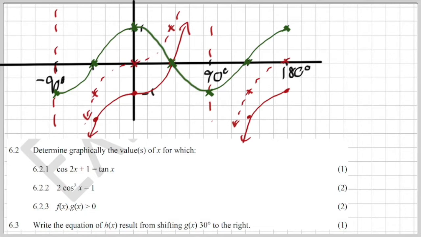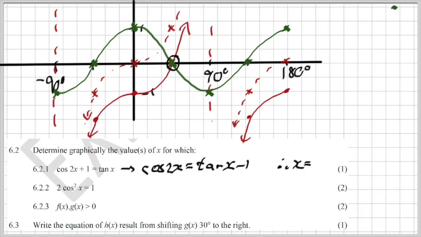6.2.1, cos 2x plus 1 equal to tan x. But wait, how can they ask me to determine this graphically? I haven't sketched cos 2x plus 1. But wait, what if I transpose that plus 1? Then I get, oh my, actually they're just asking me where is g(x) equal to f(x). So in other words, where do these two graphs intersect?